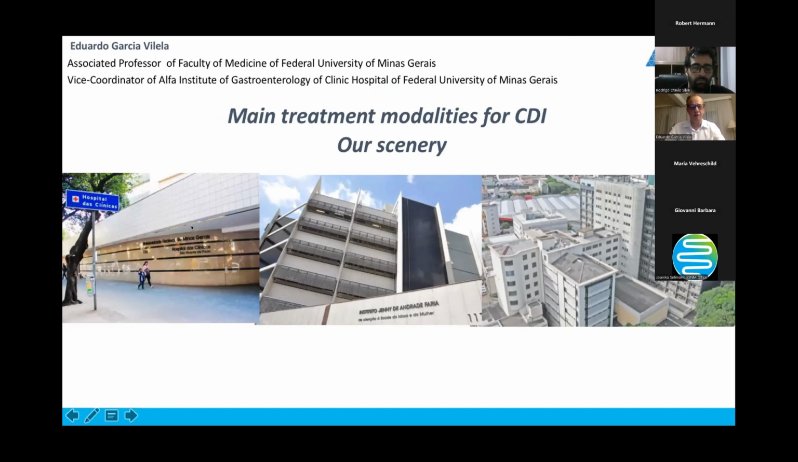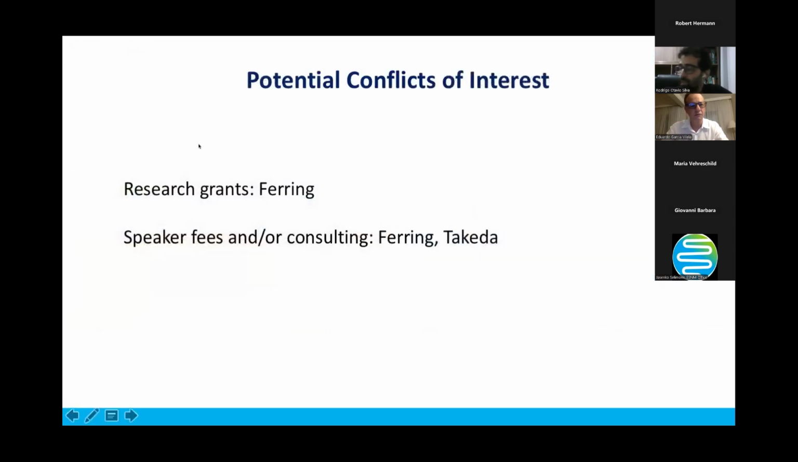Thanks, Rodrigo, for this presentation. I will talk about treatment and our scenario here too: what kind of ribotypes, what kind of sequence types we have here, and how they can influence our conduct in our institution. This is my potential conflicts of interest.